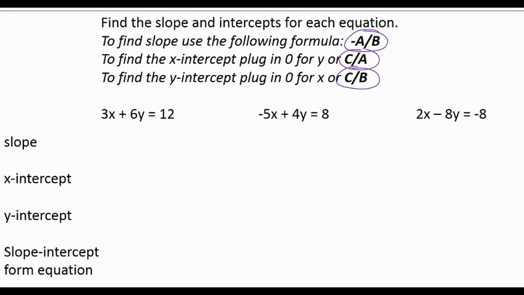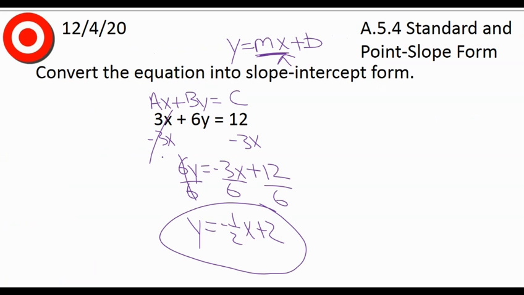So what I mean by that is these are all in standard form. Ax plus by equals c. So to find the slope, I want to do negative a over b. My a term in this first equation, 3x plus 6y equals 12, my a term is 3, so that would be negative 3 over 6, and that simplifies to negative 1/2. And if I go back, because this is the same equation, what did we get for a slope in that equation? We got negative 1/2.